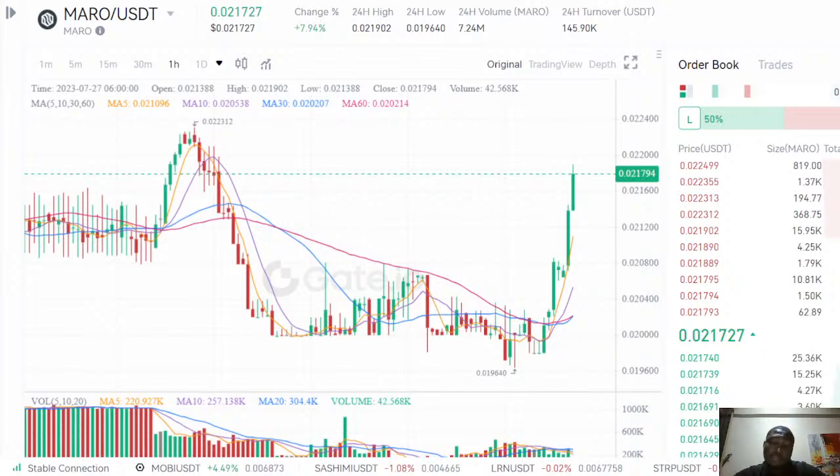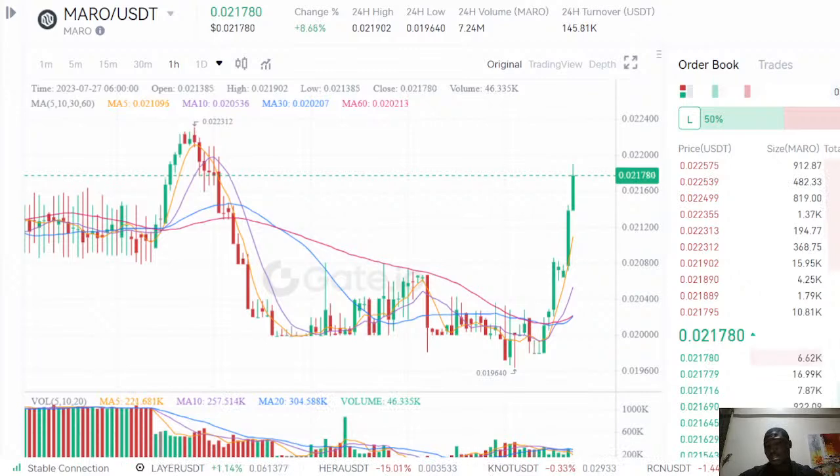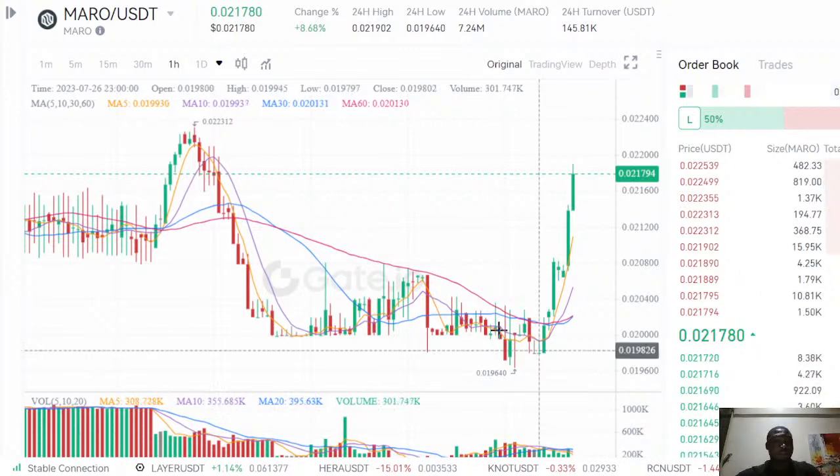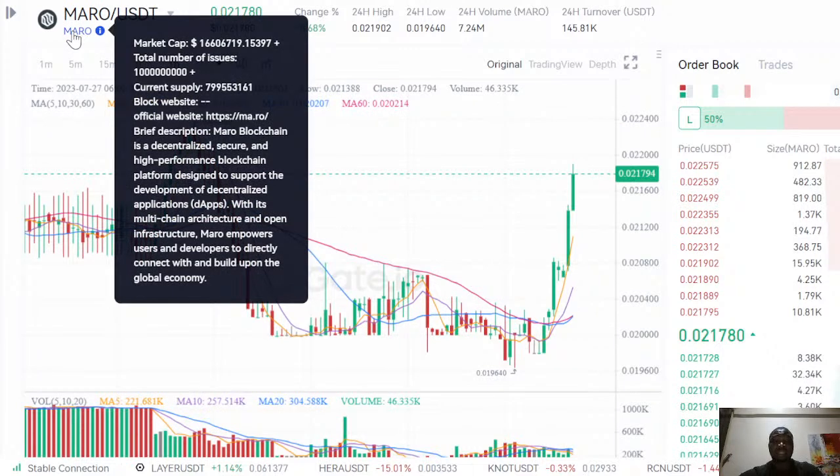What is the basic information that we need to know about this project? It's designed to support decentralized applications, but in what way is it supporting them? Because now you have to check the project you're going into: what is the tokenomics of the project? What is the price prediction? What, in the long run, do I stand to benefit from investing in the project? All these points are very, very important that we all need to know before we invest in any project whatsoever.